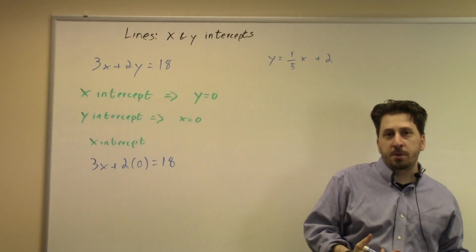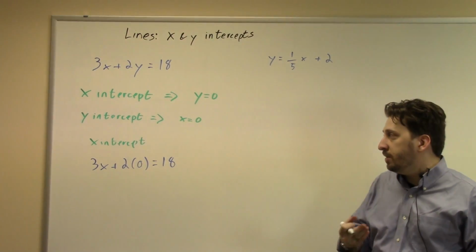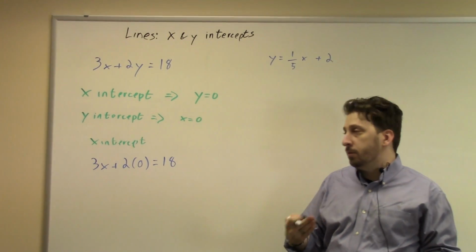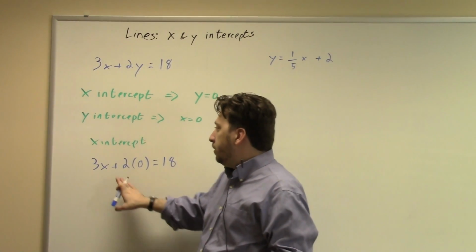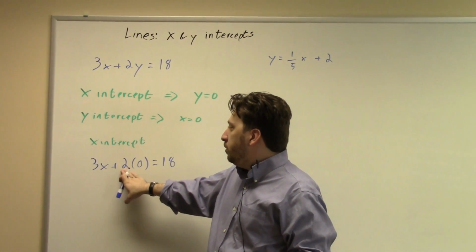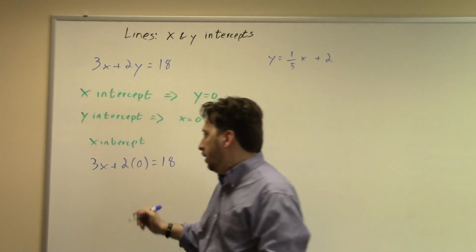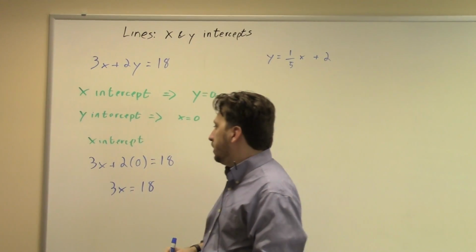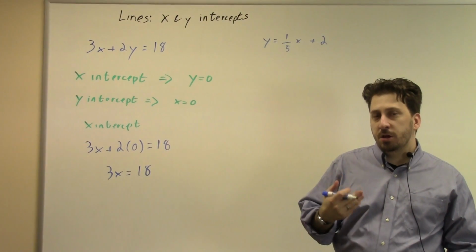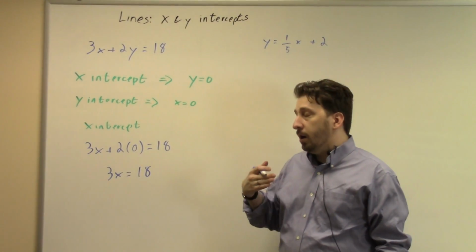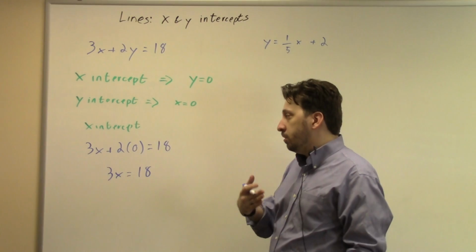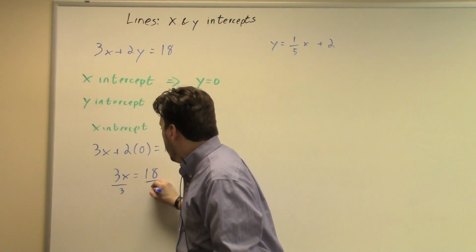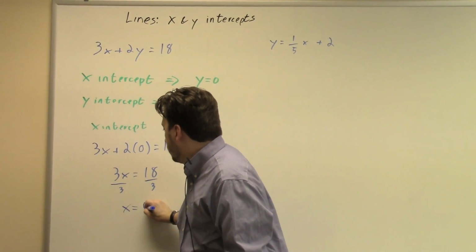Now, a lot of people can do this mentally, but I think it's important for you to write that step out so you're cognitively aware of what you're doing in this process. Now, our next step is we're going to simplify this part, which means we have 2 times 0, so that part's just going to go away. And we're going to get 3x equals 18. And then for our second to last step, we're going to isolate our x, which in this case means we're going to divide by 3. And that's going to give us x equals 6.